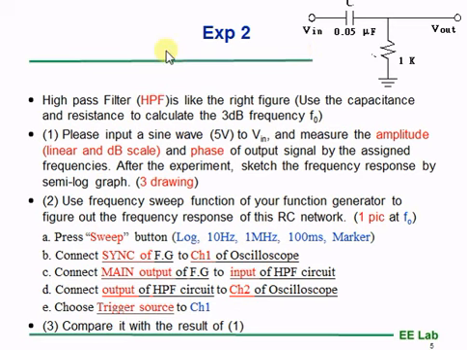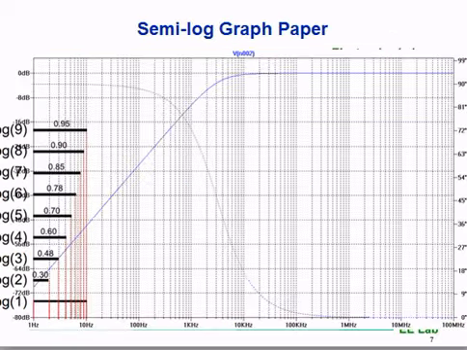In the first part of this experiment, measure the amplitude and phase of the output signal with different frequencies. Then sketch the frequency response in linear scale, dB scale, and also the phase. This will result in 3 different drawings. We require you to draw in the semi-log graph, which is shown here.